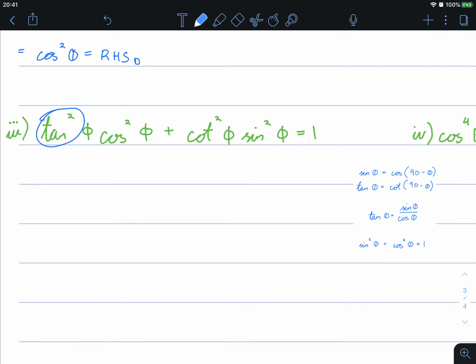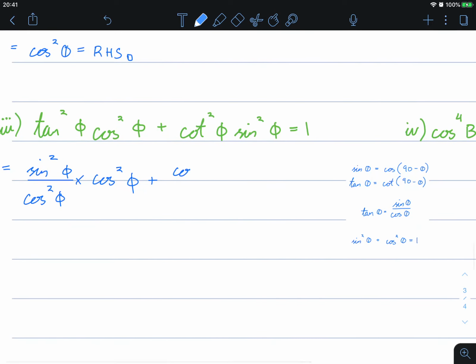So tan squared, using the tangent identity, if we substitute this, tan becomes sine squared phi on cos squared phi. That's times what's remaining here, so that's going to be cos squared phi. Cot is the reciprocal of tan. So because of that, cot becomes cos squared phi on sine squared phi times this remaining expression here, sine squared phi. We don't know if it's equal to 1 yet, so we can't say it's equal.